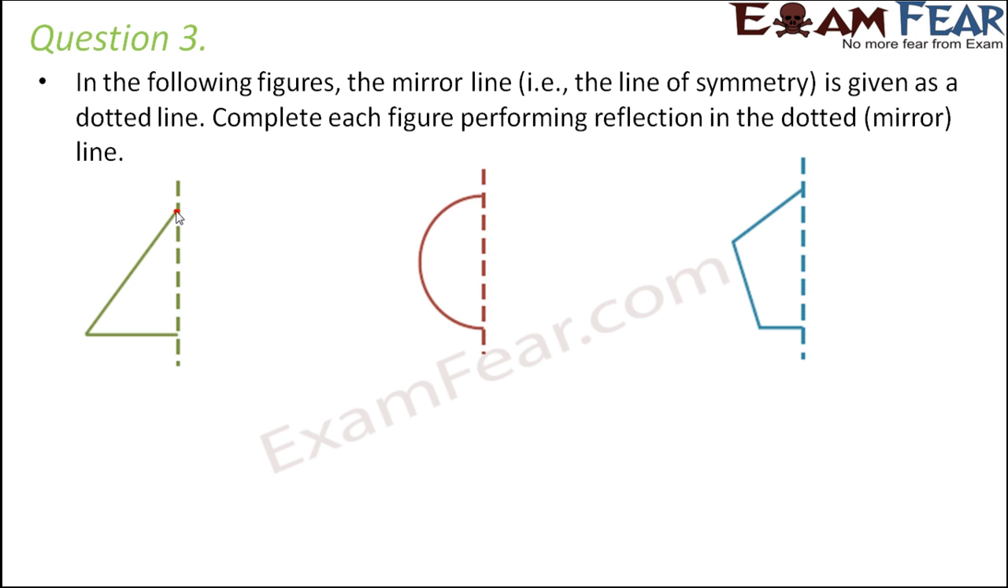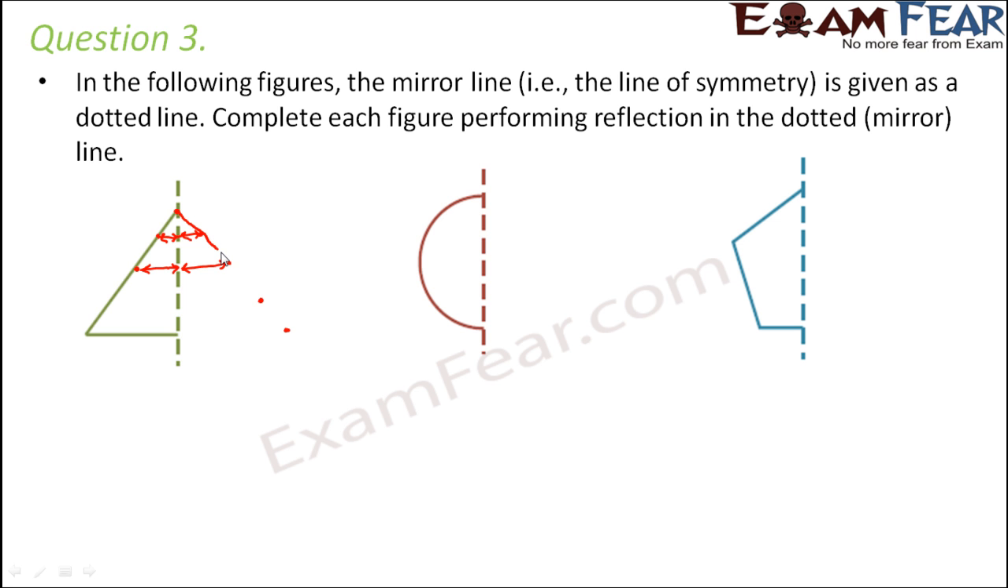Now what would be the mirror image of this point? This point's mirror image would be somewhere here, such that the distance of this point from the mirror is equal to the distance of this point from the mirror. Similarly, the mirror image of this point would be somewhere here, such that the distance of this point from the mirror is equal to the distance of this point from the mirror. Similarly, mirror image of this point would be here, mirror image of this point would be here, and so on.